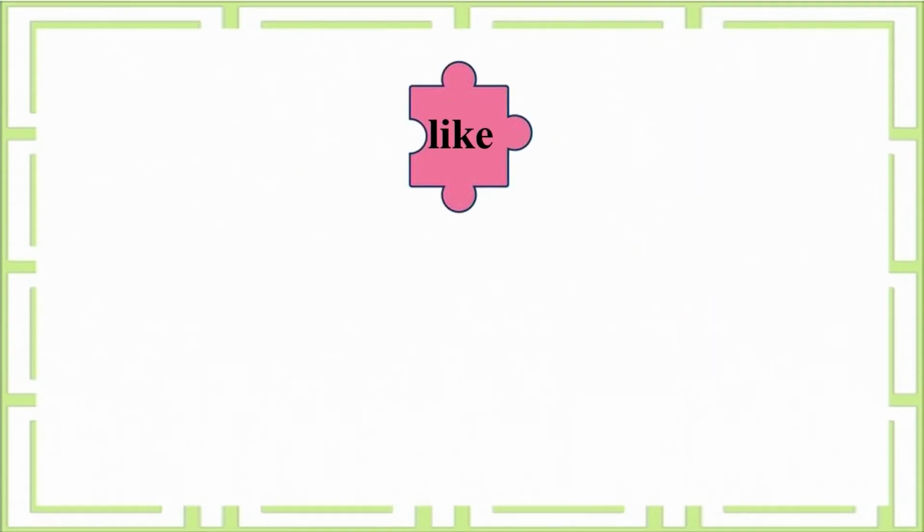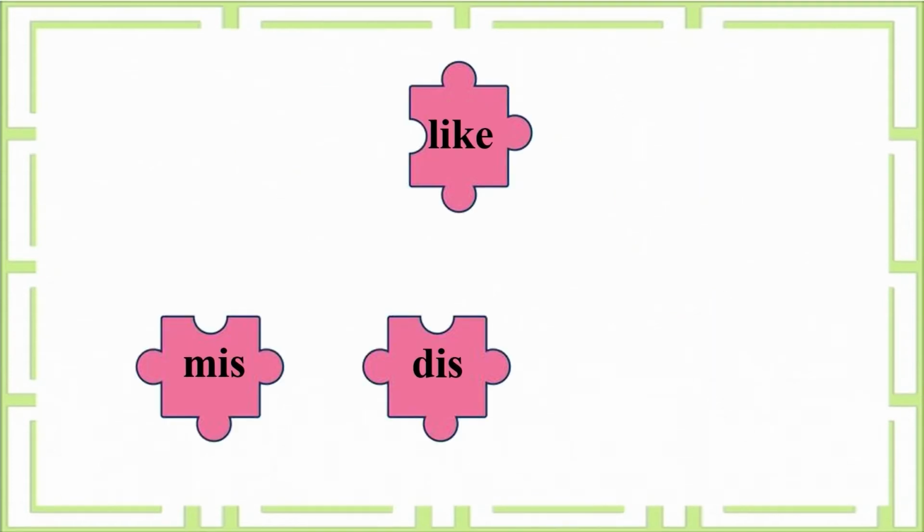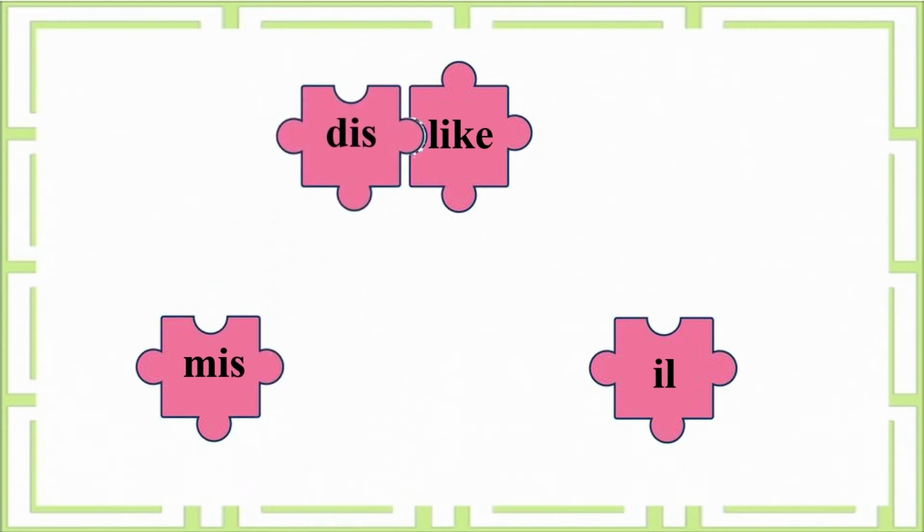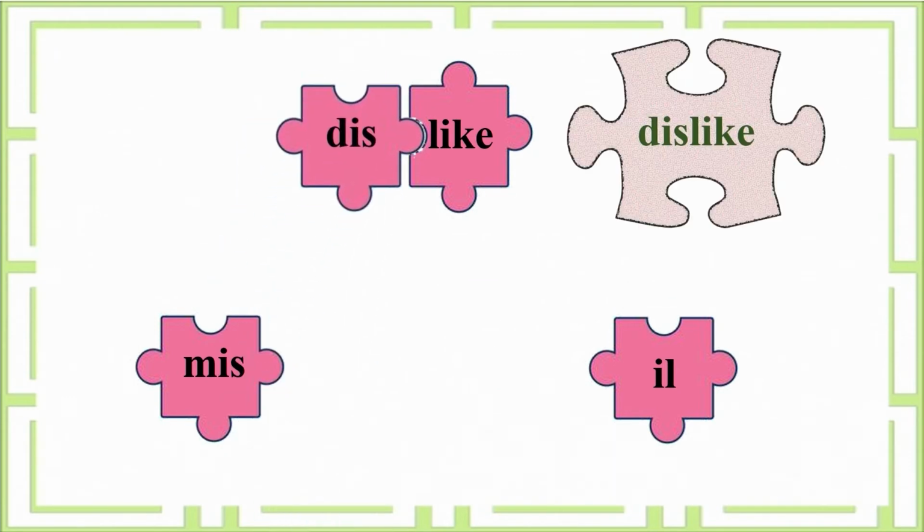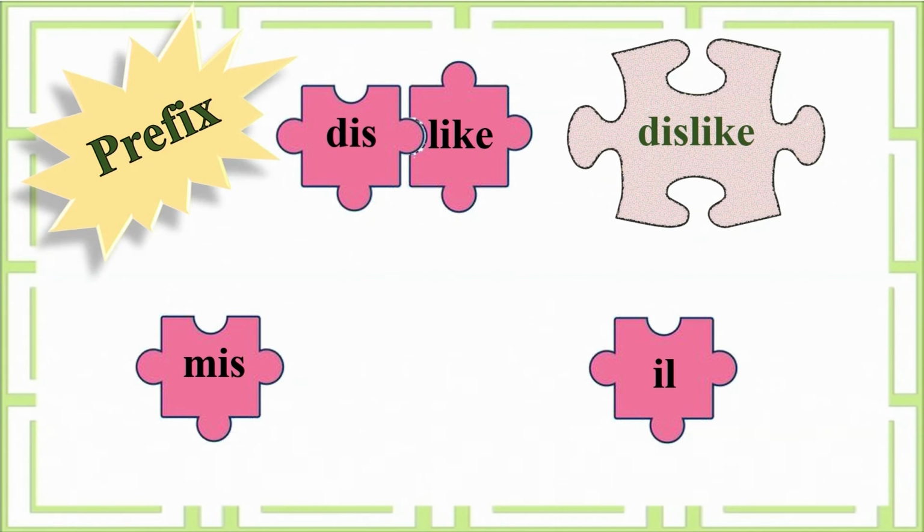Look at the next one. Like. And look at the 3 words: mis, dis and ill. Which one do you think will go with like? Dislike. And what does dislike mean? I dislike that person. I like this book. I dislike the other book, which is too big for me to read. Okay? And what are all these? Prefix, is it? What are prefixes then?